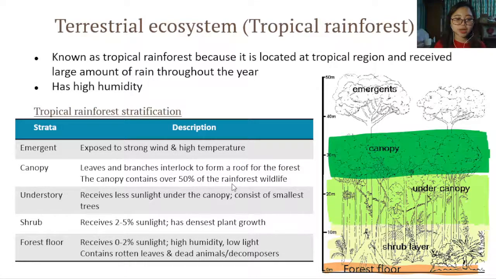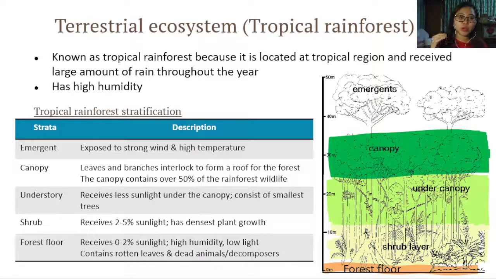And then followed by the most dense stratum, which is the canopy. In the canopy layer, the leaves and the branches interlock to form a roof for the forest. The canopy contains over 50% of the forest wildlife. So, sinilah kawasan yang paling banyak pokok yang lebih kurang tinggi yang sama. Daun-daun dia pun macam padat dan dia akan membentuk seakan-akan satu atap untuk hutan hujan itu. If you've ever been on a canopy walk, you would know exactly how it feels to walk through this layer.